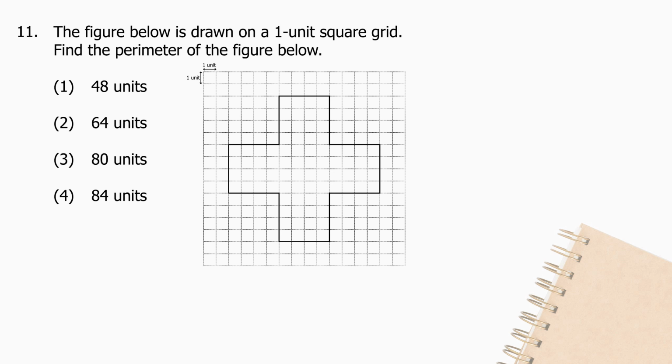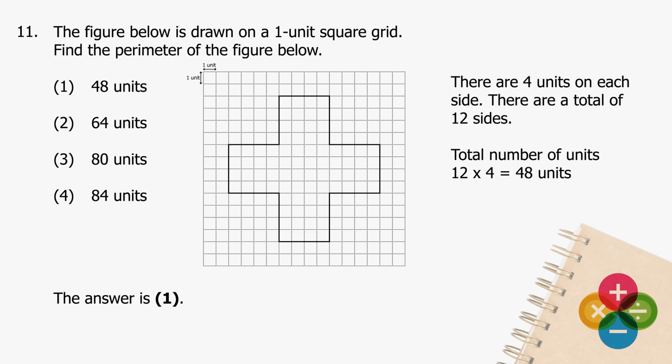Question 11. The figure below is drawn on a 1-unit square grid. Find the perimeter of the figure below. From the figure, there is a total of 12 sides. There are 4 units for each side. Multiply 12 by 4. The product will be 48. The answer is 1.